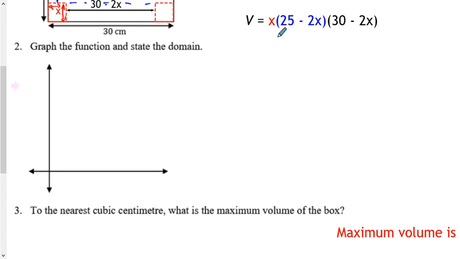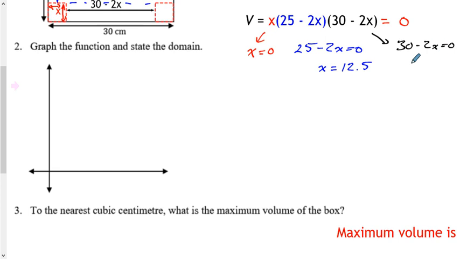So imagine that this whole thing was equal to 0. When is it equal to 0? Well, when one of the factors is 0. So it could be when x is equal to 0, or it could be when 25 minus 2x is equal to 0. The details of rearranging this I'll leave for you, but that'll be when x is 12.5. Or we could have the situation where 30 minus 2x is equal to 0, and when I solve that, I'll get x is equal to 15. So I have 3 x-intercepts for my graph.